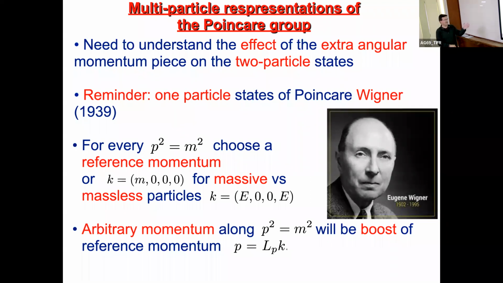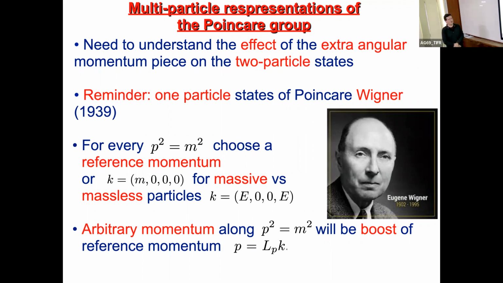So what he says is, okay, let's start with the momentum eigenstates, because p squared is a Casimir operator. So p squared is going to be fixed in a given representation. That will be one of the things that characterizes the representation. That's what we call the mass squared. And for every fixed mass squared, you can actually choose a so-called reference momentum.